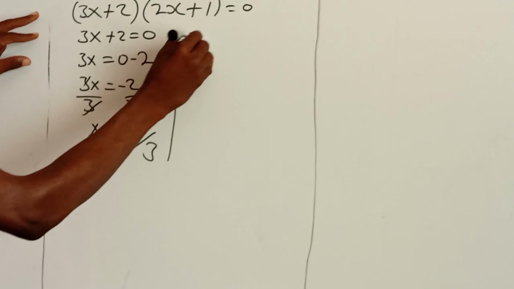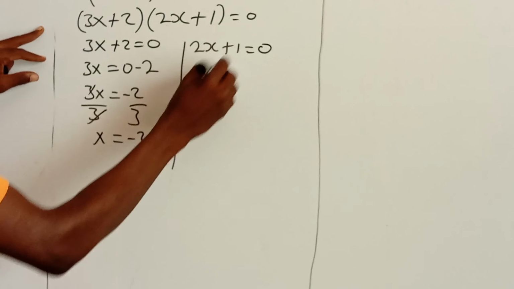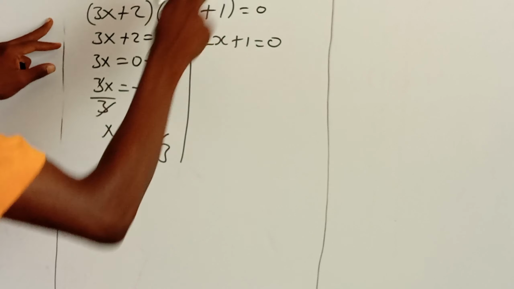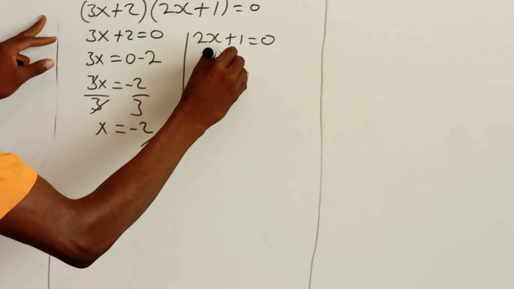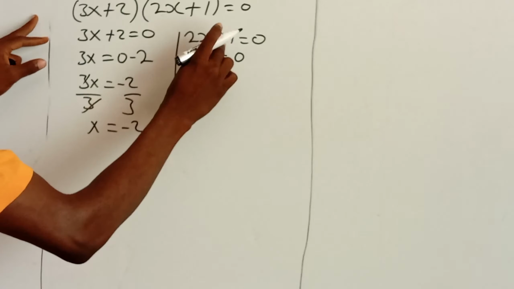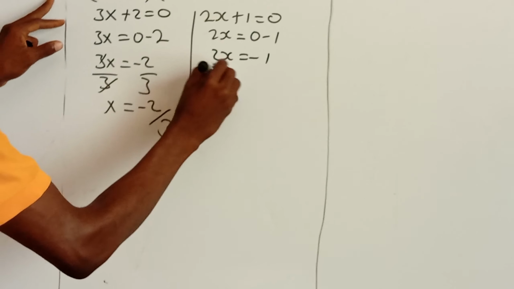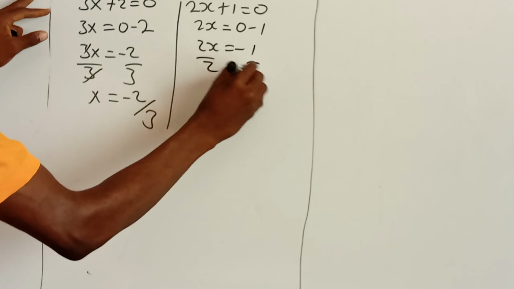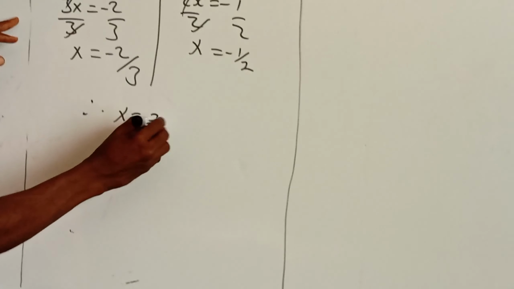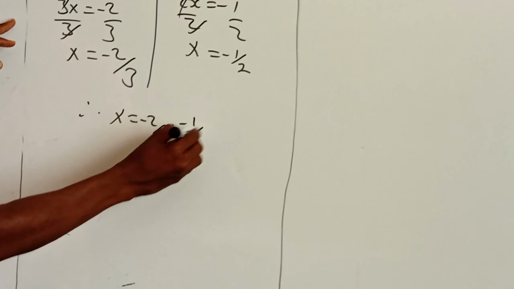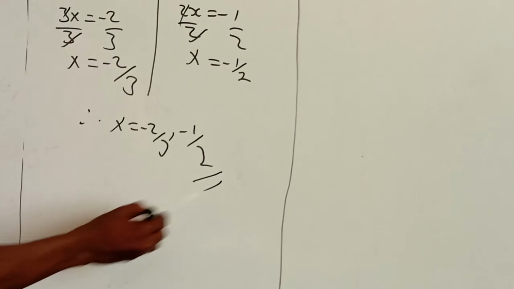Then we take also 2x + 1 = 0. You transpose, so 2x = minus 1. Divided by 2. So x equals minus 1/2. Therefore, the values of x are minus 2/3 and minus 1/2. So these are the values.